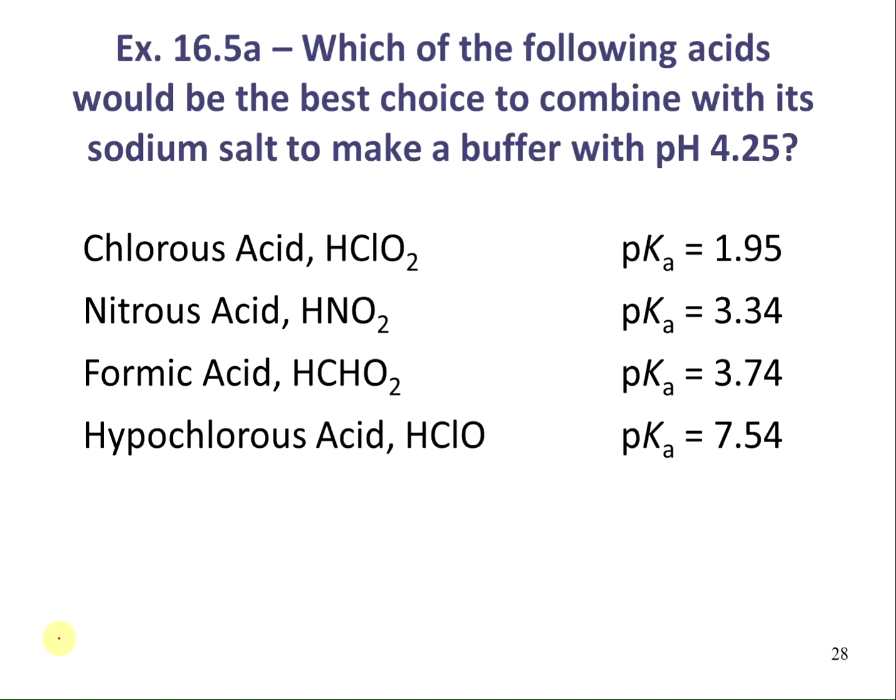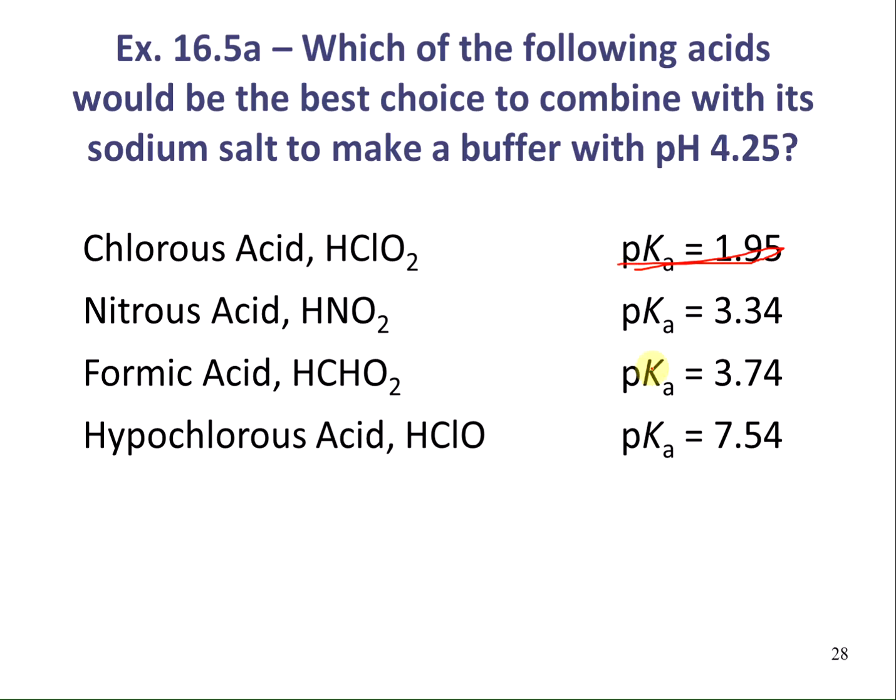Here in this example, they're asking us which of the following acids would be the best choice to combine with its sodium salt to make a buffer with pH 4.25. So remember, I'm looking for an acid whose pKa value plus or minus 1 unit will include this pH. So chlorous acid has a pKa of 1.95, so the highest pH this would be effective in is 2.95. So I can exclude the chlorous acid.